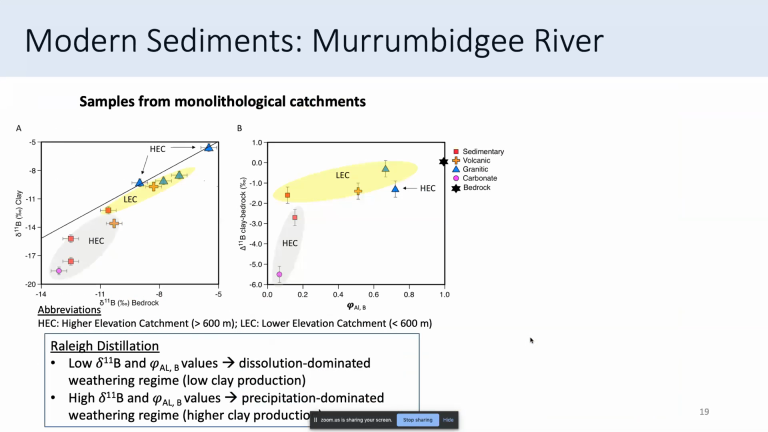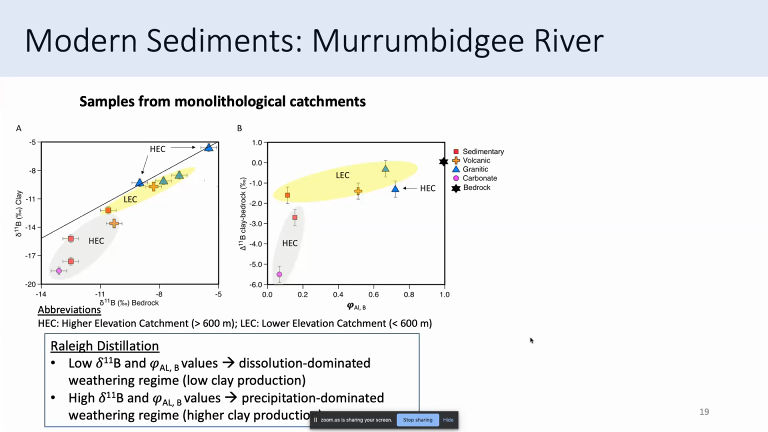So what we found is there's two graphs here. The one on the left is a graph that looks at the delta 11B of clays on the y-axis, and the bedrock. We normalize it to the bedrock. And what we found is that HEC means higher elevation catchment, and LEC means lower elevation catchment. And then those different symbols are representative of different types of rock. So what we found is that the higher catchment actually looks quite different than the lower catchment.